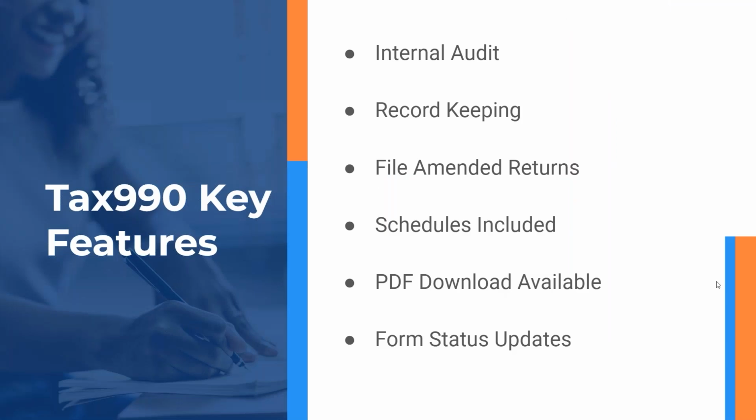We're going to start by going over our key features that set Tax 990 apart from other e-file providers. For starters, one of our key features is our internal audit. The internal audit is going to help verify that your form and your information meets IRS instructions. So before transmitting the return to the IRS, it'll go through the internal audit, and any errors found will report as an audit, and you'll have the option to fix those before proceeding.